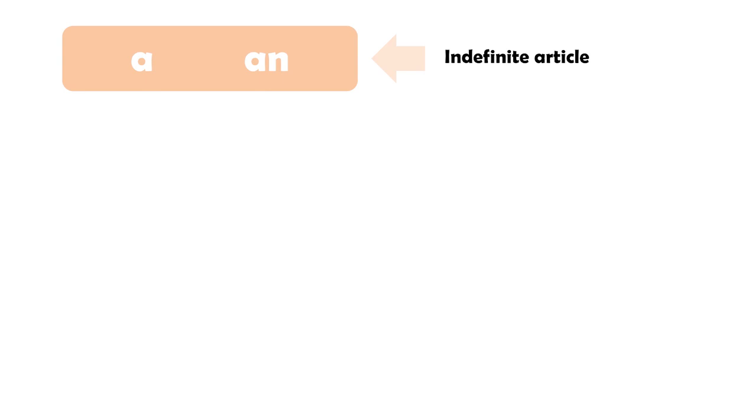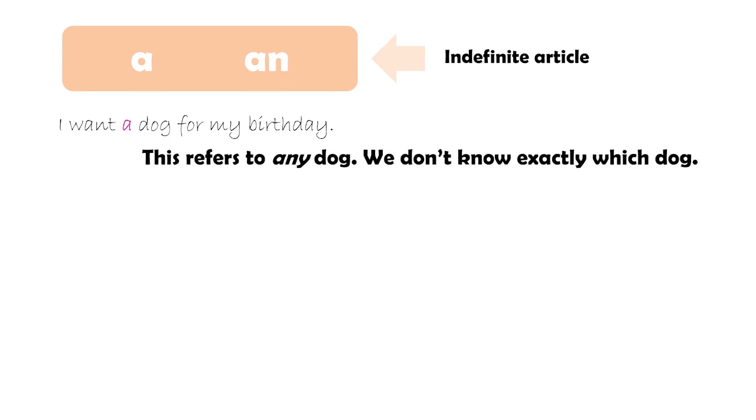Don't forget, the indefinite article is used only before singular, countable nouns. That means only before the nouns that we can count. Let's learn more about the indefinite article using some more examples. I want a dog for my birthday. Now this refers to any dog because we don't know exactly which dog we are referring to. It could be any dog.